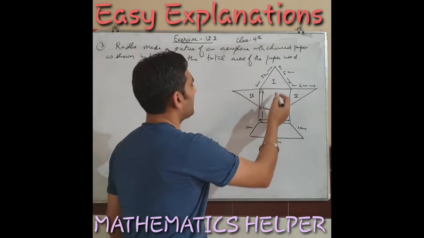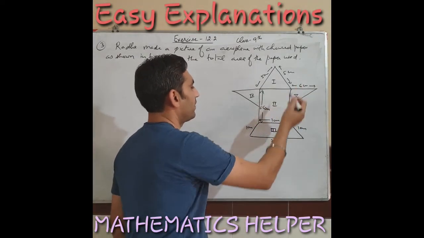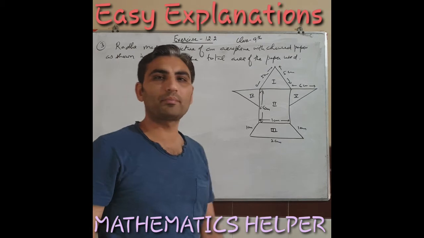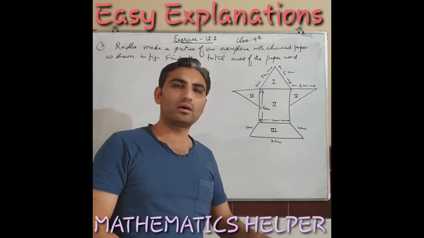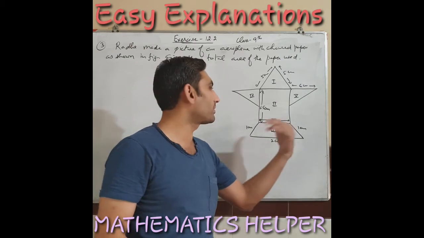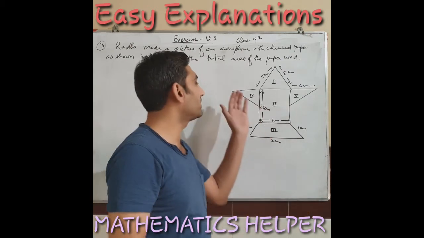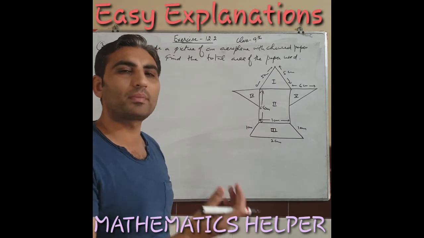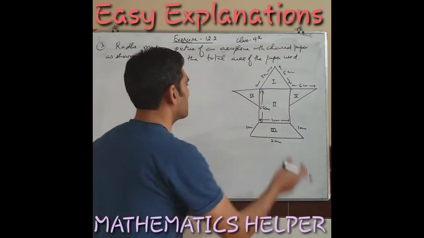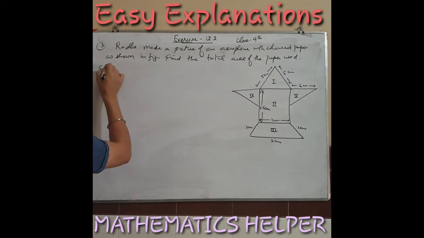She used paper in these 5 parts of the aeroplane. So the area of paper used is the sum of the areas of these 5 parts. One by one we will write their areas, then add them and get the answer for the area of paper used in this aeroplane. So let's start with the first one.